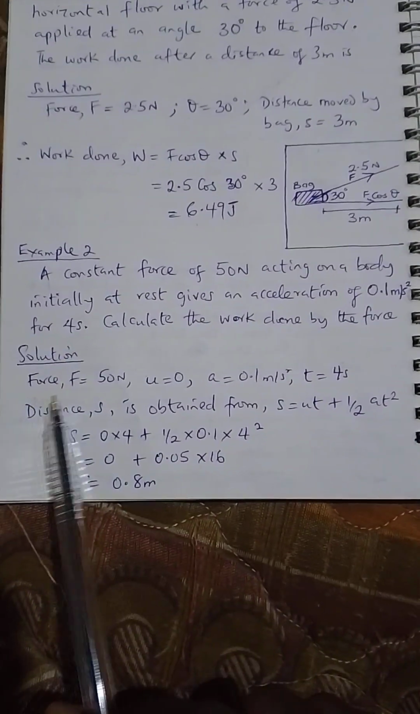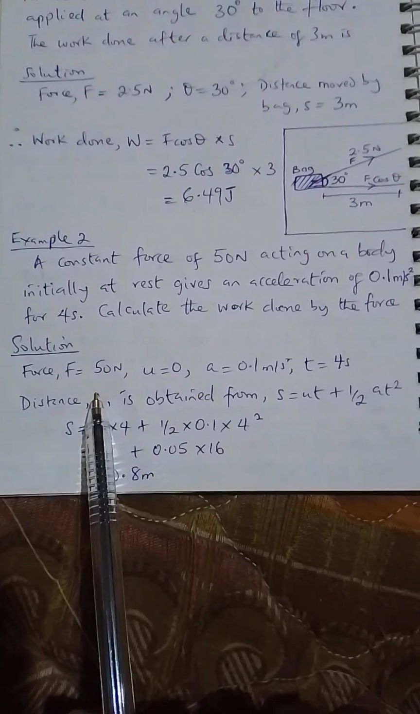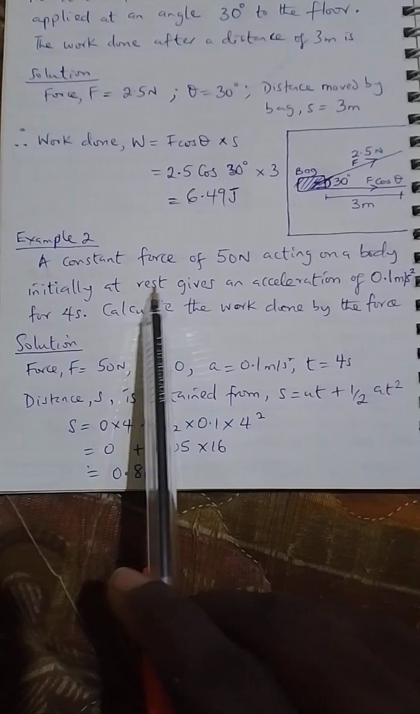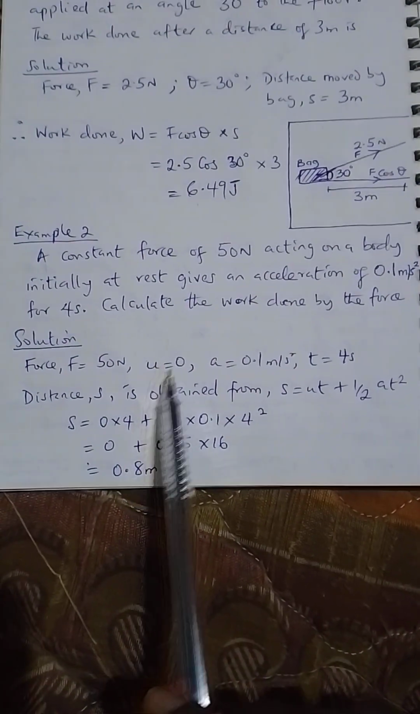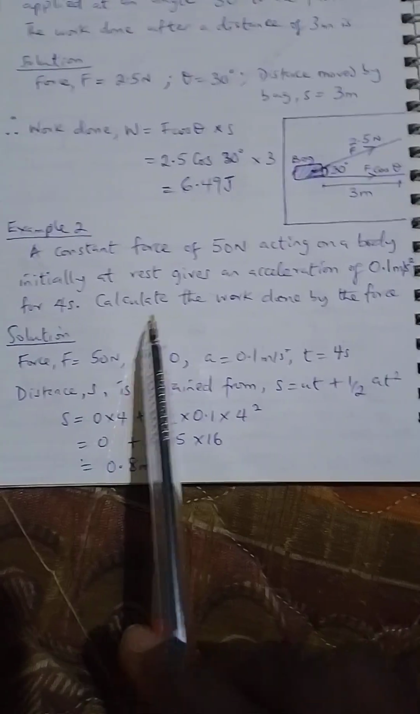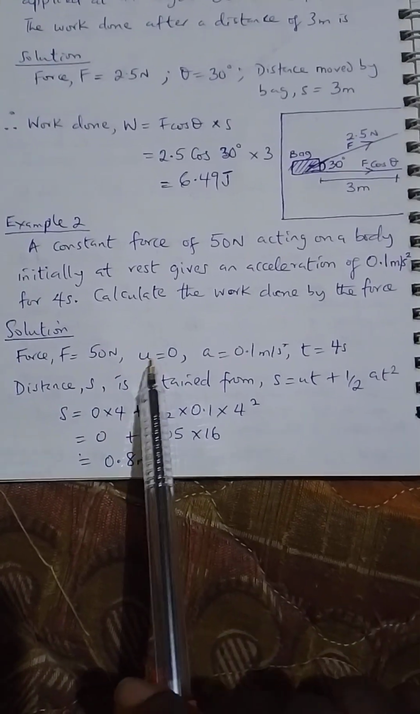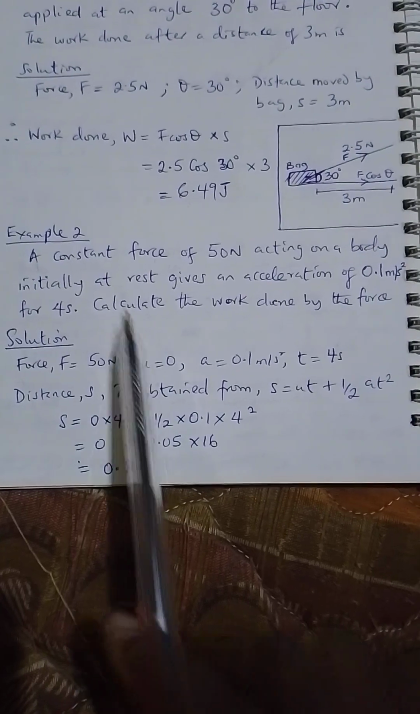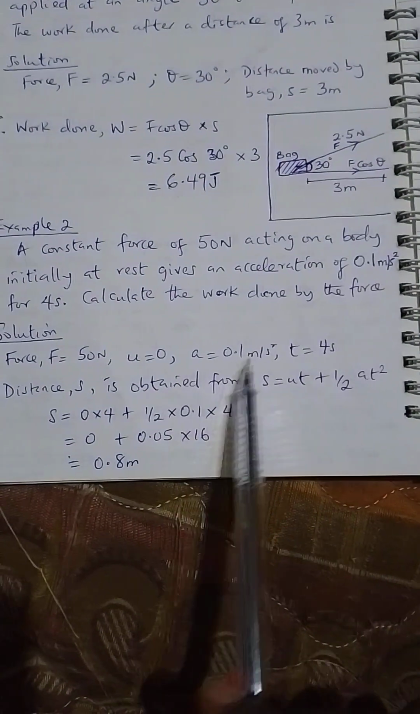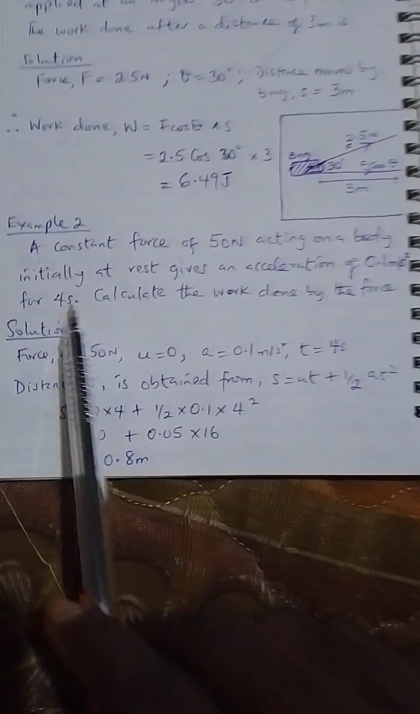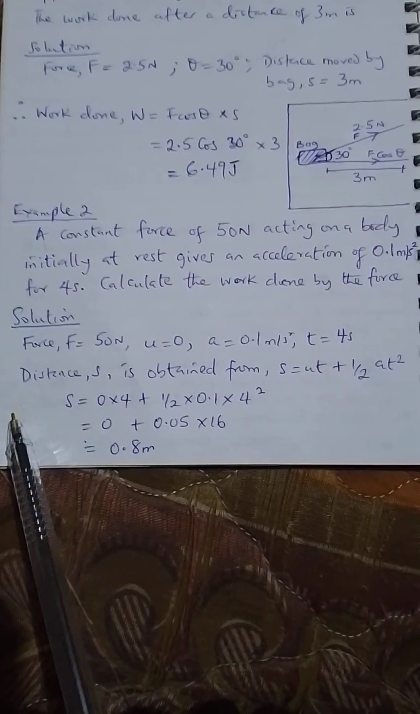So the first step is to write down what we are given from the question. We are given the force of 50 newtons acting on the body initially at rest. So a body at rest has initial velocity u equals 0. Remember from Newton's equations of uniformly accelerated motion, u stands for initial velocity, and at rest means it's starting from 0. Acceleration of 0.1 meter per second squared for a time of 4 seconds. So we write down what we're given. So we have to calculate the work done.